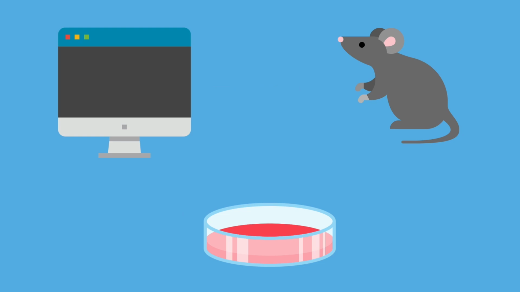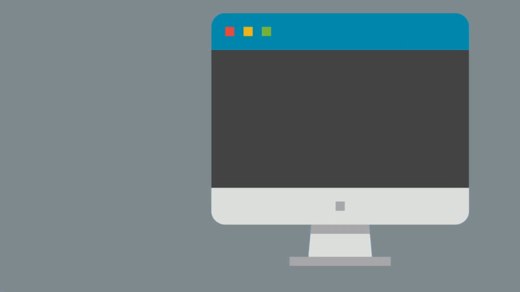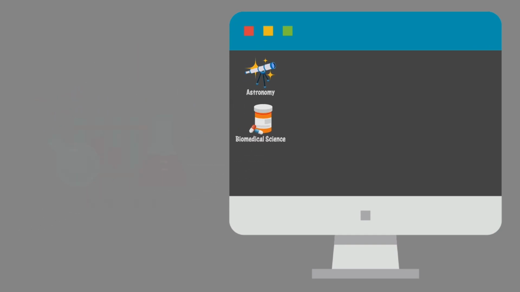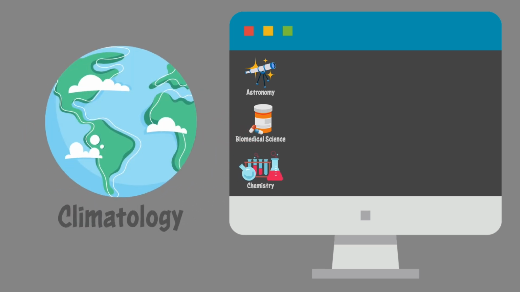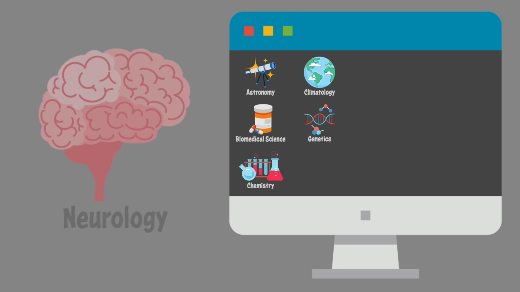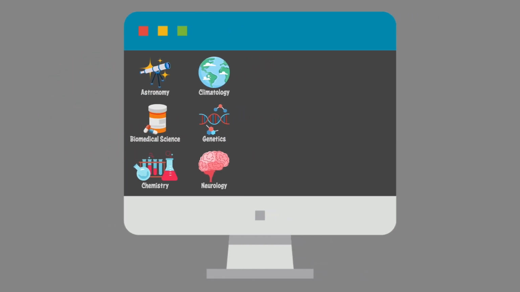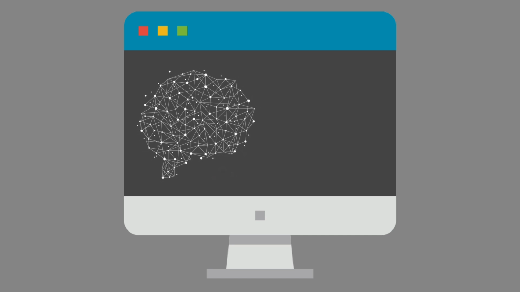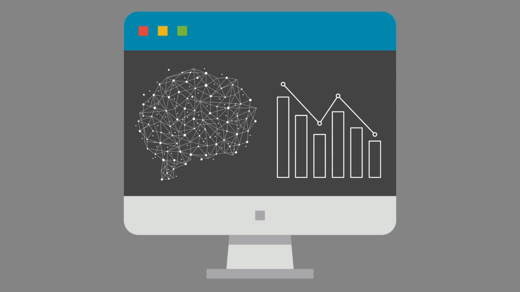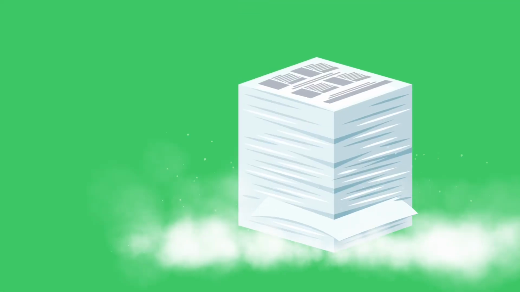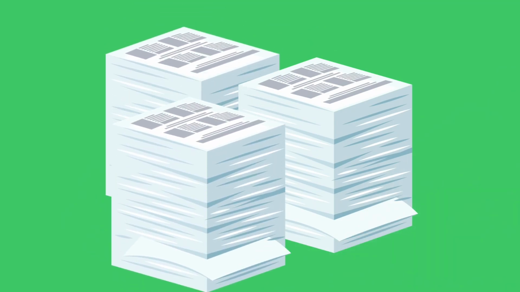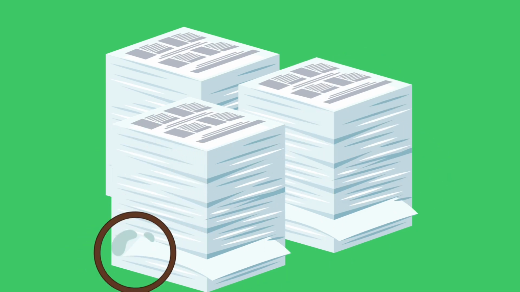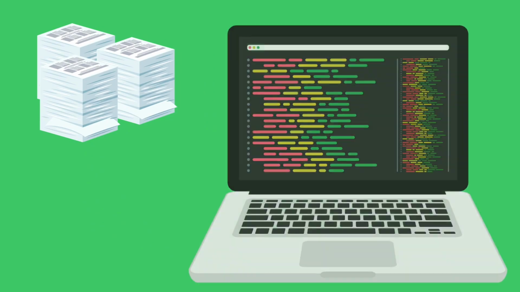These experiments aren't limited just to the field of biology, and computational techniques are used in all types of scientific fields, from astronomy to biomedical science, chemistry and climatology, genetics, neurology, and so many more. Computational techniques involve things like building models or simulations to predict outcomes, or using statistics and visualizations to interpret results and identify trends. With vast amounts of data in science and more being collected every day, it can be extremely complicated or impossible to interpret this data by hand, which is why computational science is so important.